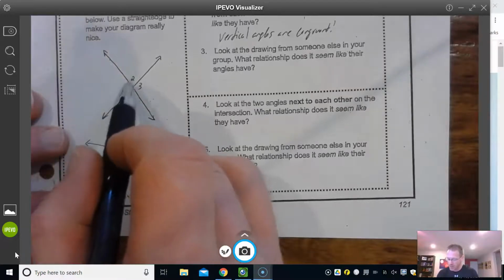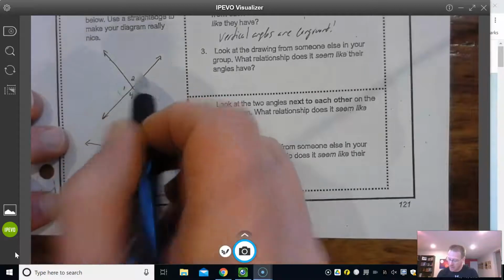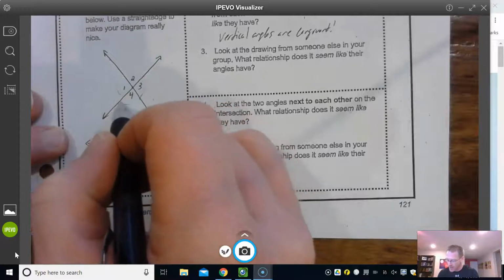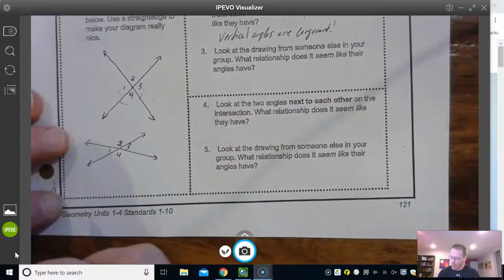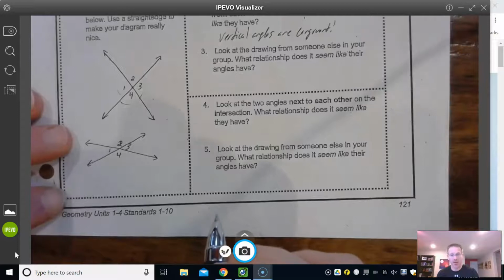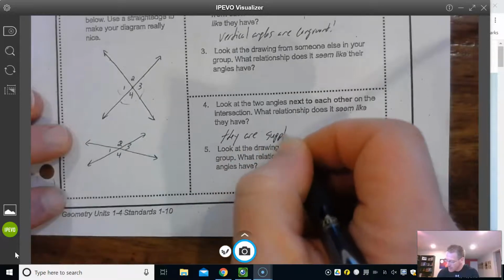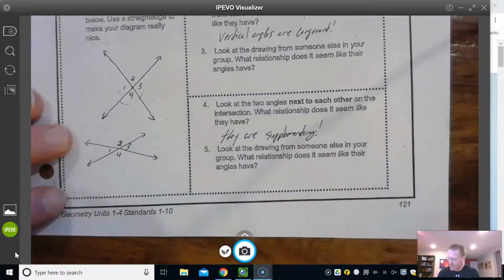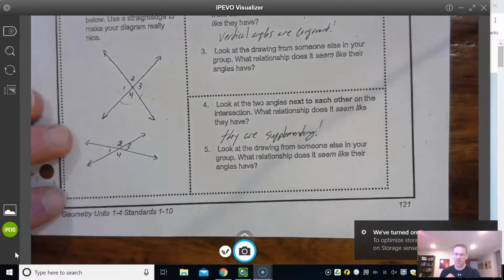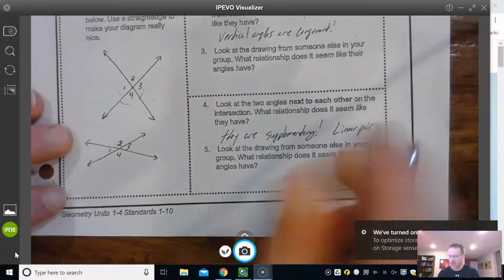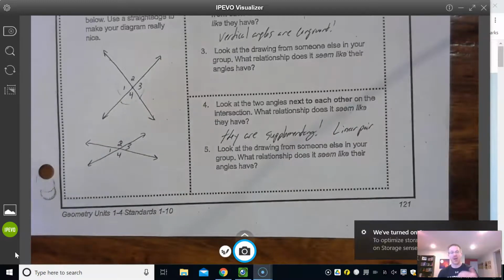So we know 1 and 2 are supplementary because they make up this straight angle here. Same for 2 and 3. They make up this straight angle. 3 and 4 make up this straight angle. 1 and 4 make up that straight angle. So hopefully you said they are supplementary. Now we actually have a word for this. We call these a linear pair, and we're going to see that in just a second. We call these a linear pair because it's two angles that make up a straight angle, which is a line.